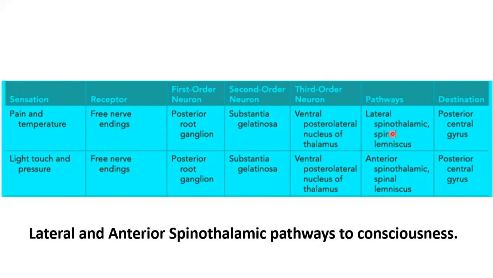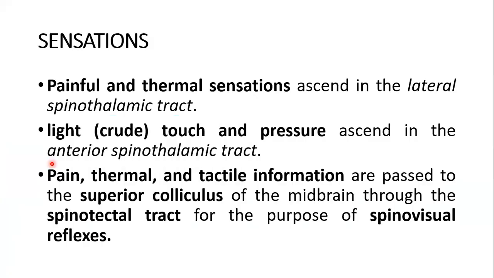The pathway is the lateral spinothalamic tract with the spinal lemniscus. I will tell you soon how this spinal lemniscus is formed. And the destination is the postcentral gyrus, the sensory cortex, the sensory part of the cerebrum. This we'll discuss later. So painful and thermal sensations ascend in the lateral spinothalamic tract.